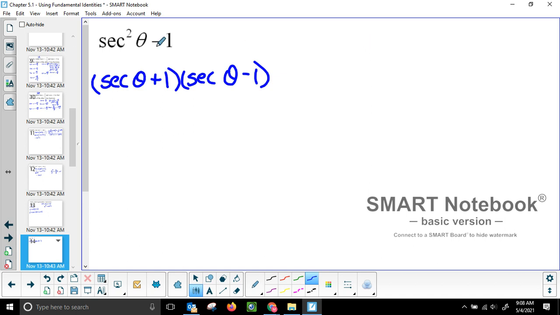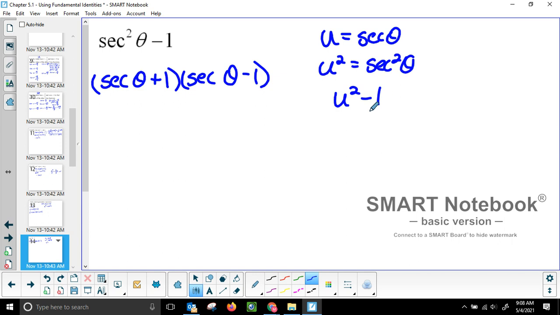And again, if you don't see that and you want to use the u, that's perfectly fine. You just say, okay, well, let's let u equal secant of theta. Therefore, u squared would equal secant squared theta. And you would end up with u squared minus 1, which would factor to u plus 1, u minus 1. And then, of course, you just substitute back in the secant theta for u, and you end up right back where we are here.